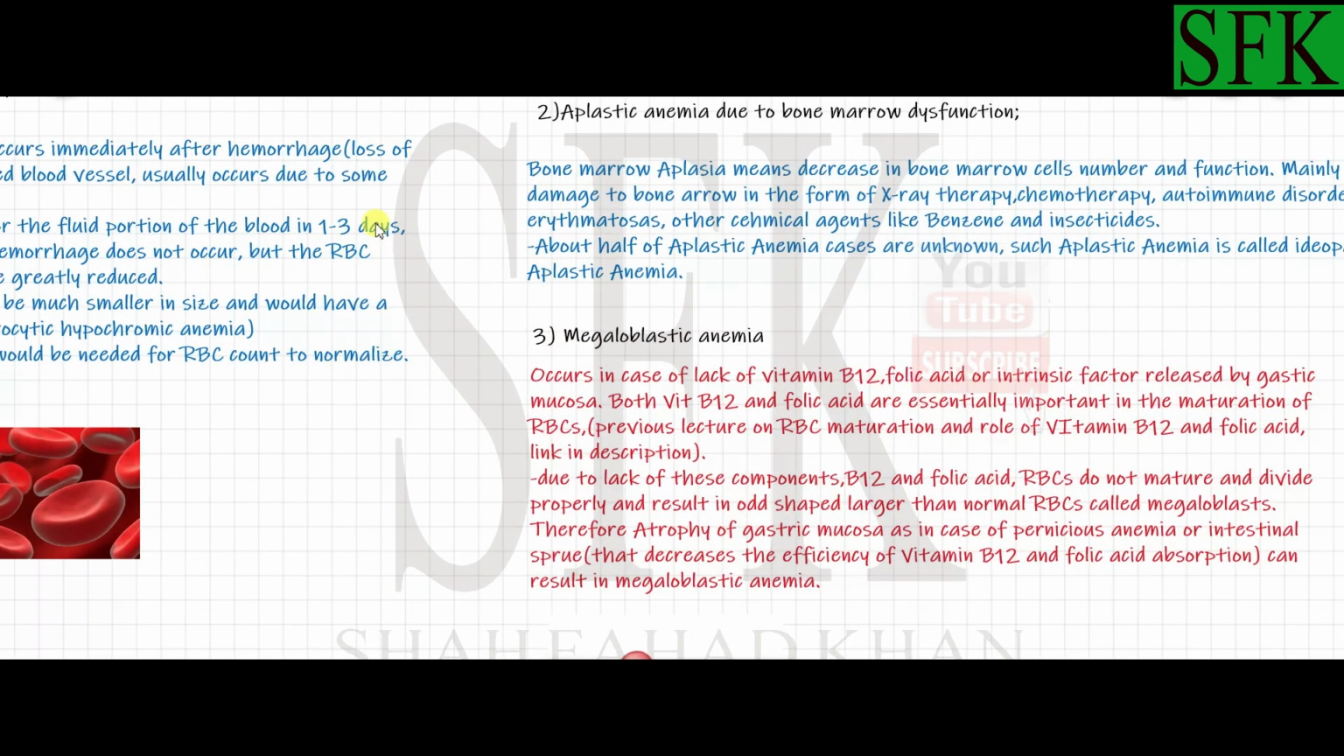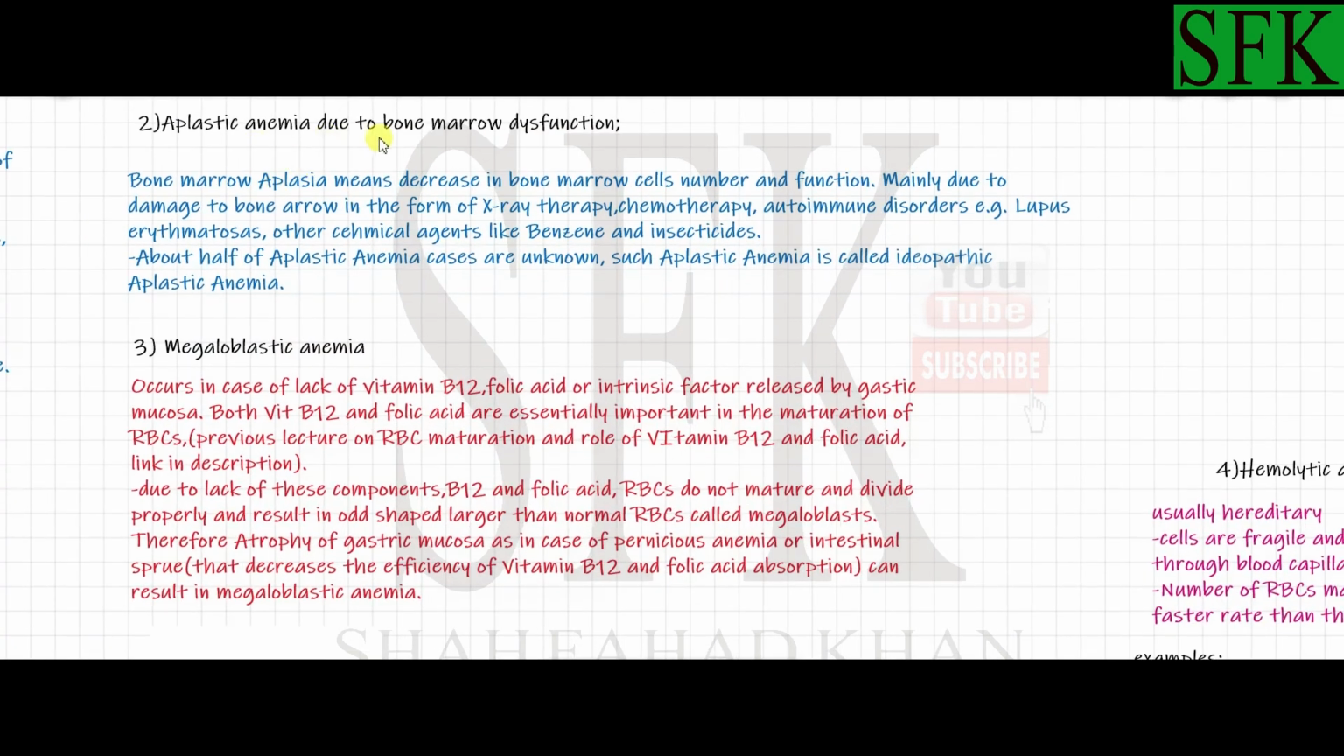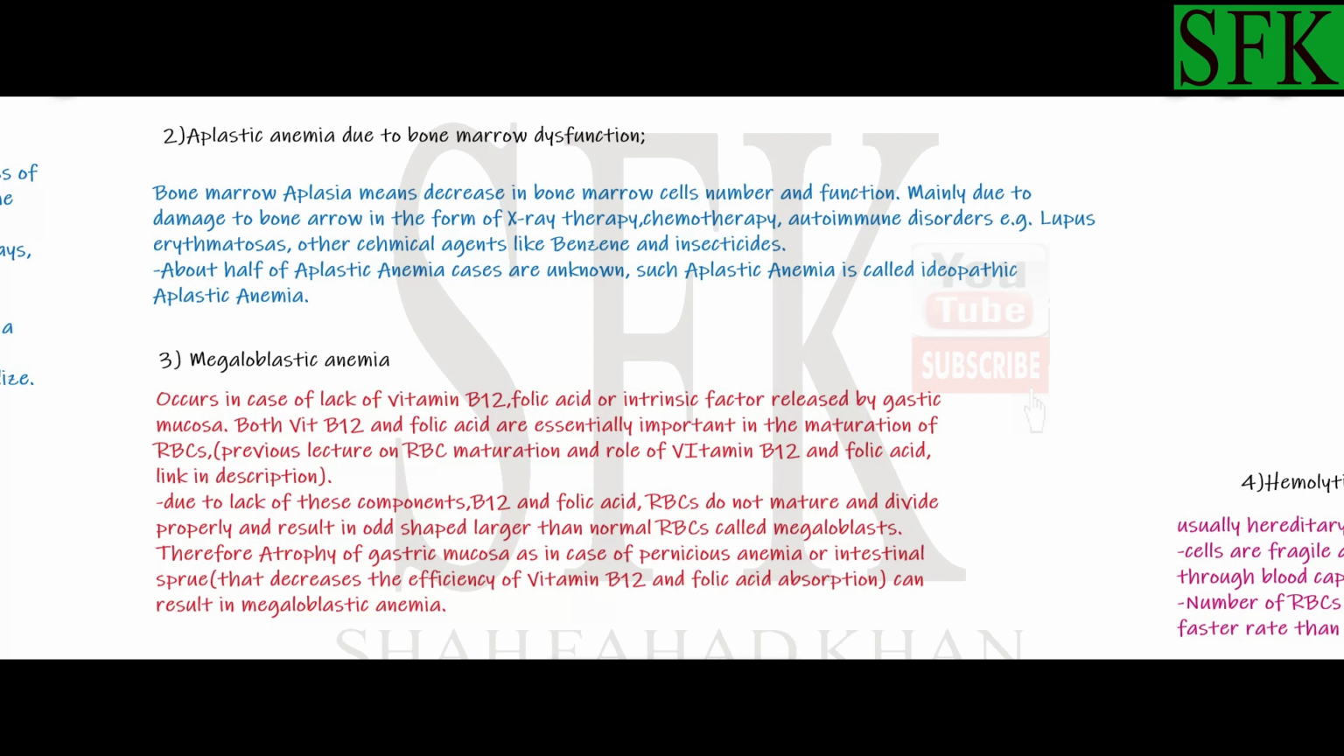Now let's talk about the second type of anemia, called aplastic anemia. Aplastic anemia usually occurs due to bone marrow dysfunction, and in this case there is some damage to the bone marrow, which can be in the form of X-ray therapy. If there is an overexposure to X-rays, since they are ionizing radiation, they can damage the bone marrow. Certain chemotherapies and certain autoimmune diseases can also be factors that lead to bone marrow dysfunction.